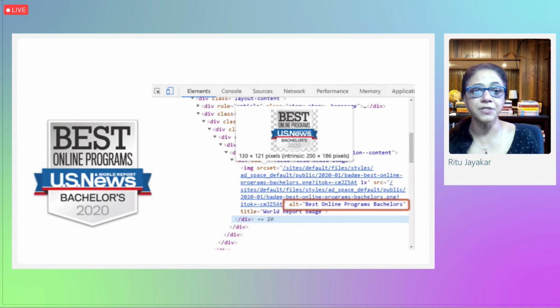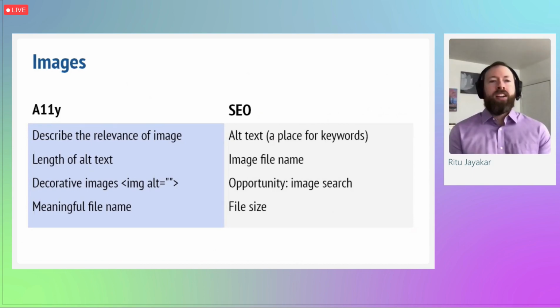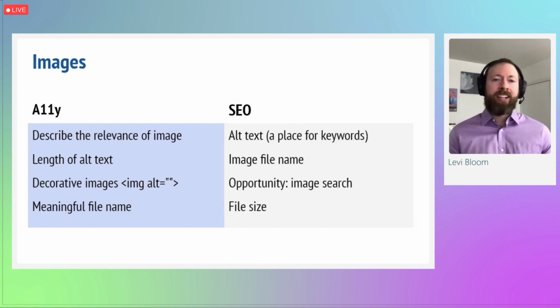As you all know, images used for decorative purposes can be ignored by the machines if properly tagged. If not, screen readers read the file names. Alt text can be very helpful for SEO as well.